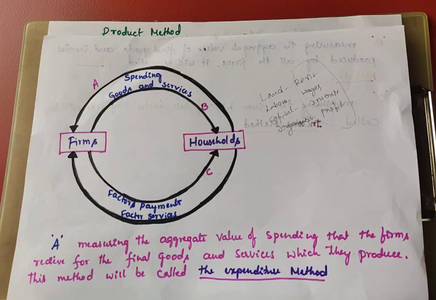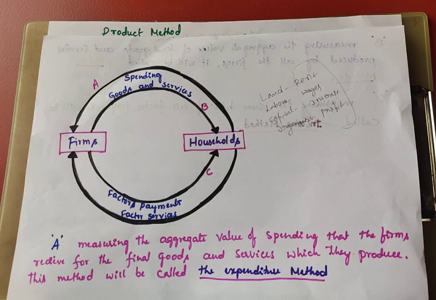Dear students, in the previous class we discussed the circular flow of income. That circular flow explained how people are earning, how people are spending, how firms are producing goods and services, and how they are using factor services from the households. That was the two sector model, firms and households.